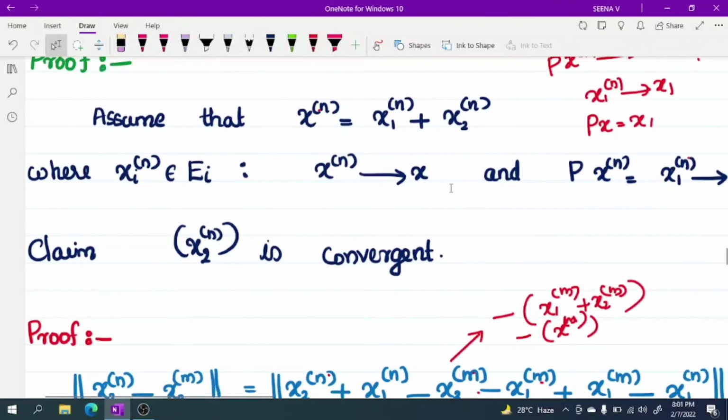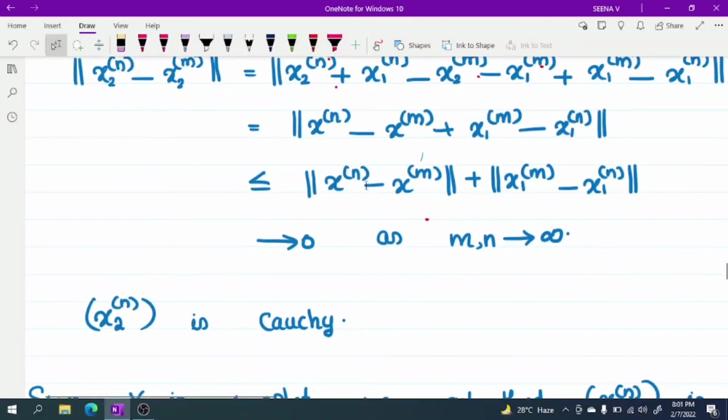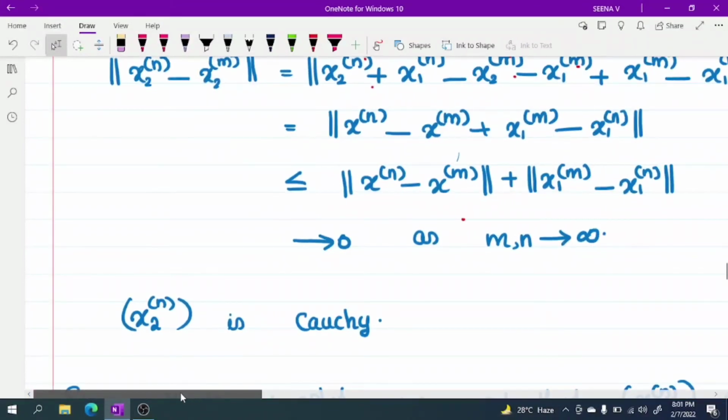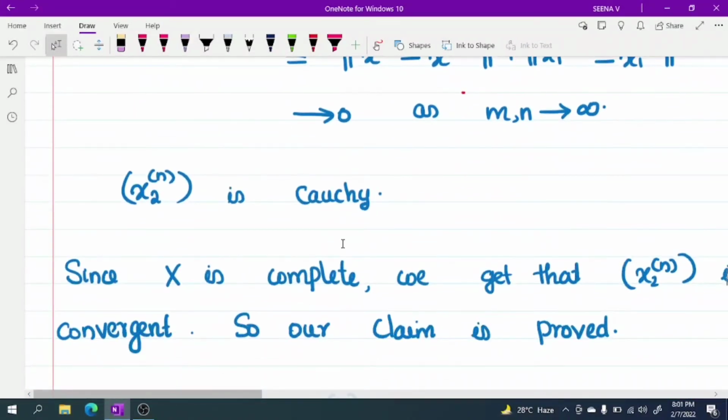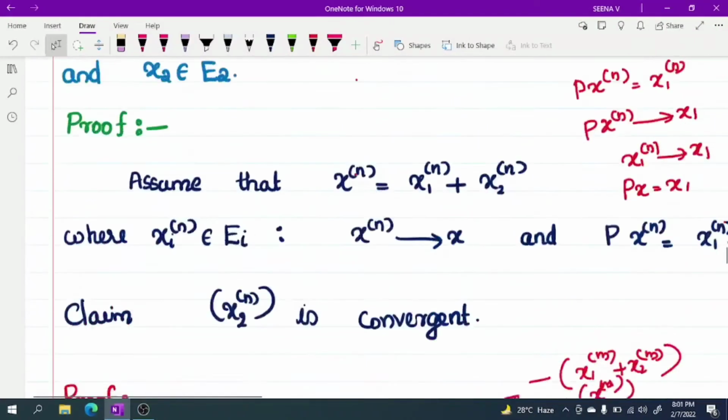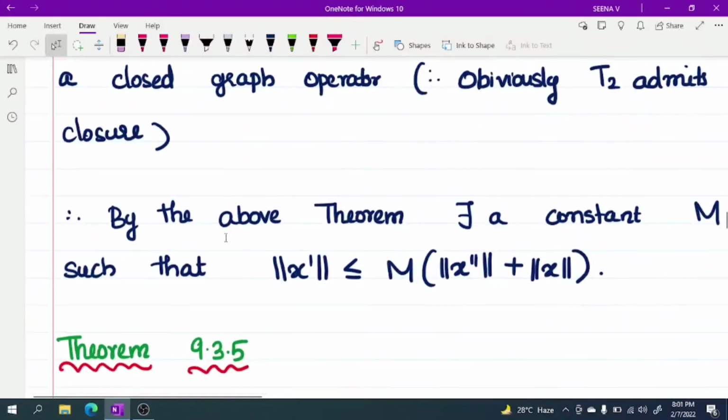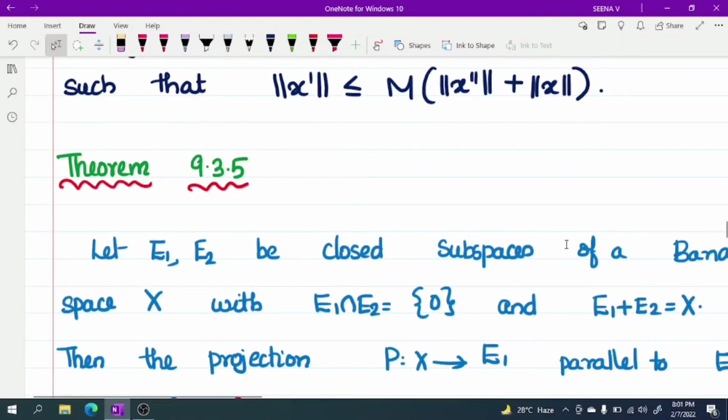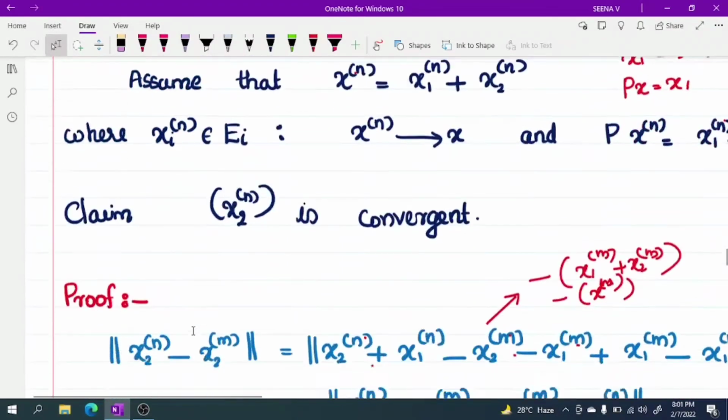xn is a convergent sequence, x1n is also a convergent sequence. Convergent sequences are Cauchy, therefore this converges to 0 as m, n tend to infinity. This implies x2n is Cauchy. x2n is an element in E2. What about E1 and E2? E1 and E2 are closed subspaces of a Banach space.